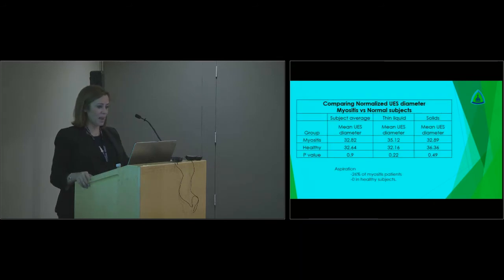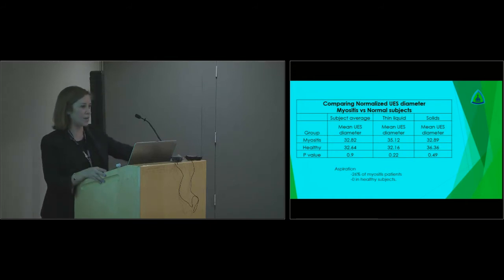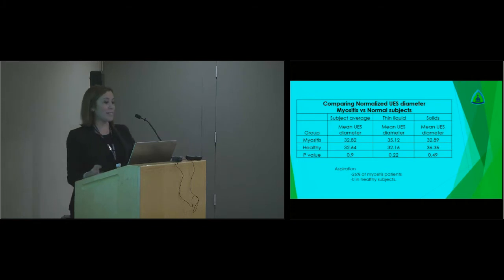So for UES diameter, these were our results. Myositis versus healthy. This is, again, a normalized value, a percentage of anteroposterior diameter over vertebral height. And we noticed that there were really minimal differences between the groups. We did an average of all swallows, but we also teased out thin liquids and solid swallows because that can have a great impact on the amount of anteroposterior opening of the UES. So even though we did that, we couldn't find a statistical significance between the two. So the myositis patients were capable of completely opening their upper esophageal sphincter.